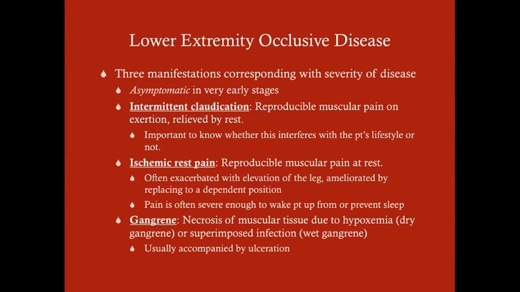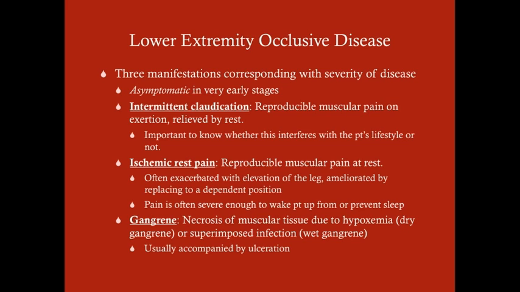All right, so there are three manifestations corresponding with the severity of lower extremity occlusive disease. Remember that lower extremity occlusive disease is a disease process that can result in different manifestations depending on how severe the disease is. So in the very early stages, it can be asymptomatic, as you're developing atherosclerosis in your lower extremity vasculature.